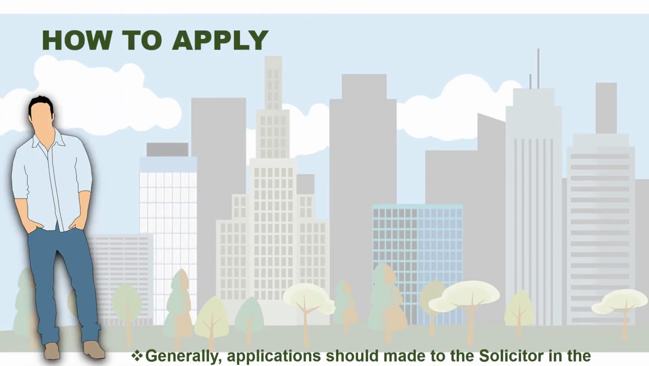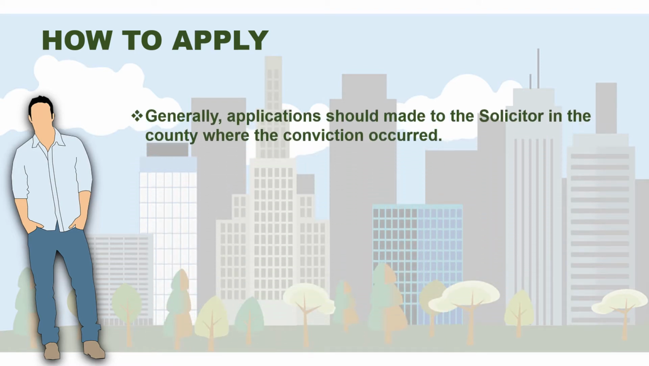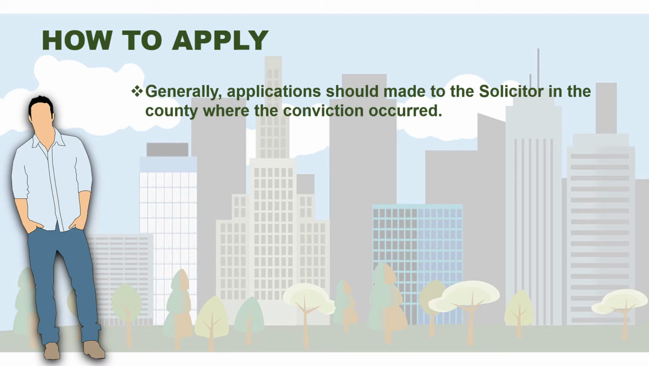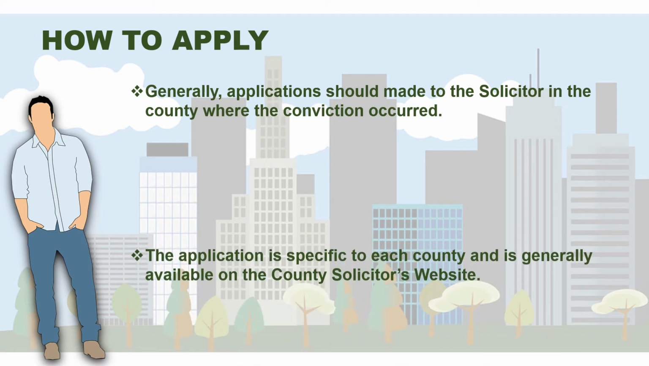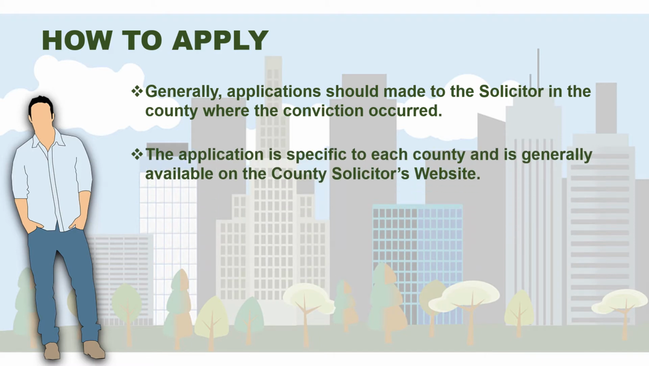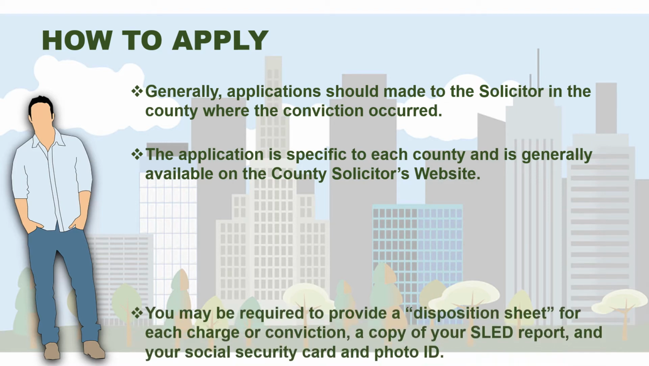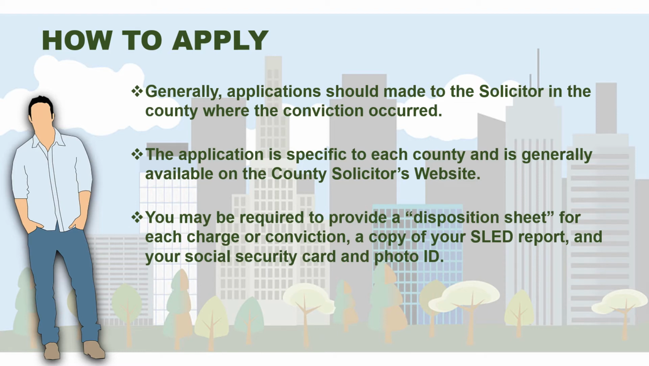The good news is that the application process is easy. Generally, applications should be sent to the solicitor's office in the county where the conviction occurred. Each county has its own expungement application, and it's usually available on the county solicitor's website. You will likely be required to provide a document from the court that's called a disposition sheet. That document states how the charge was disposed of, for example, whether it was dismissed or if there was a guilty verdict.